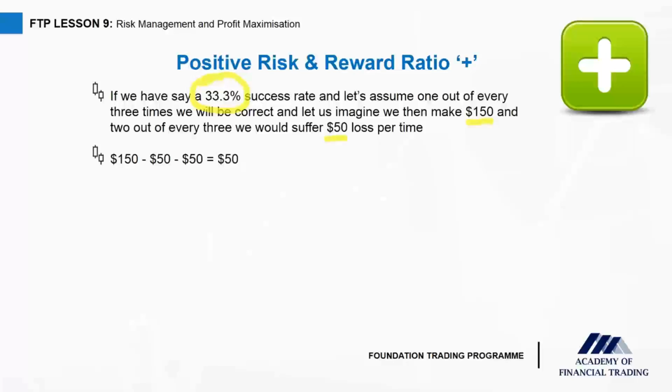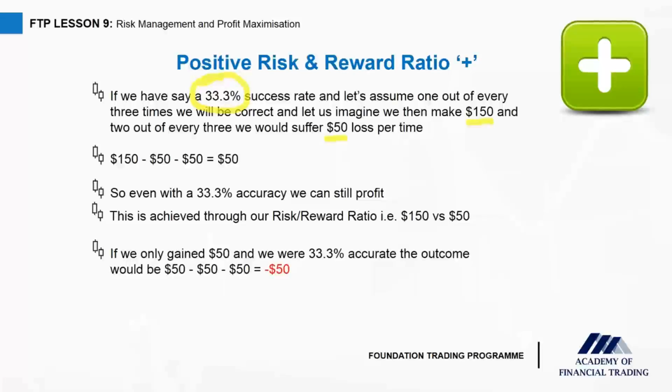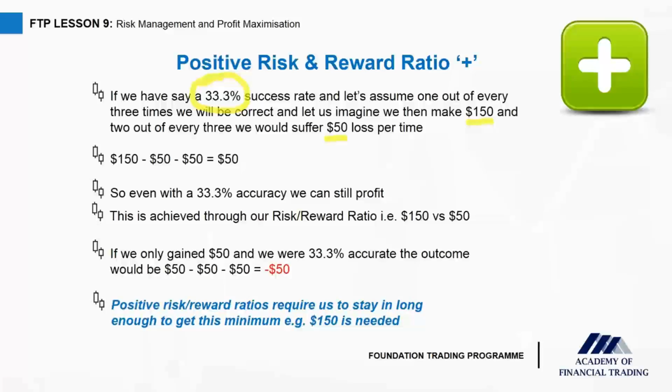Great stuff. Okay. So if you've got a 1 out of 3 accuracy in this scenario, you can still make a profit. As long as you stick to the plan. Okay? Because if you were to deviate, if you were to take a profit a little bit too early, if you were to let your losses go a little bit too long, you could lose money. Okay?